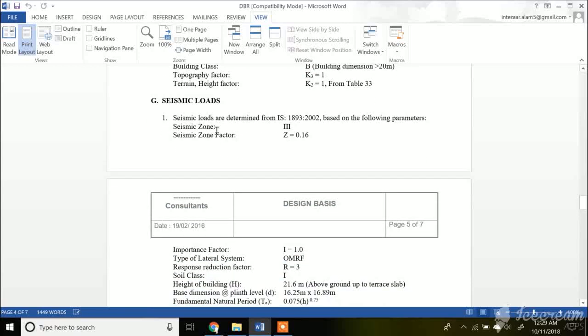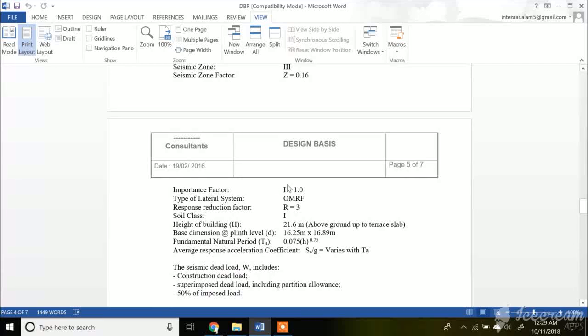Seismic loads. Mumbai comes under zone 3, and the zone factor is 0.16. Importance factor: as per your building, you can decide the importance factor as per code, or if you want your structure to have more strength, you can increase the importance factor. You can increase it, you cannot decrease it, but you can increase it as per your priority. If you want to give your building more importance, you can just increase this factor.